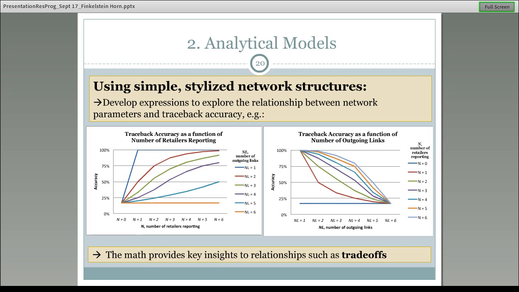Now on the right, we have traceback accuracy as a function of the number of outgoing links. So here, each parameter on the x-axis actually depicts a whole other network where the network has that many more links between each layer. And so as the number of links increases, the uncertainty increases and the accuracy of traceback decreases. So these graphs and the math behind these graphs provide key insights to relationships such as trade-offs that can be really valuable to investigators. So that's what this whole component of our research is focused on, developing those kinds of insights.